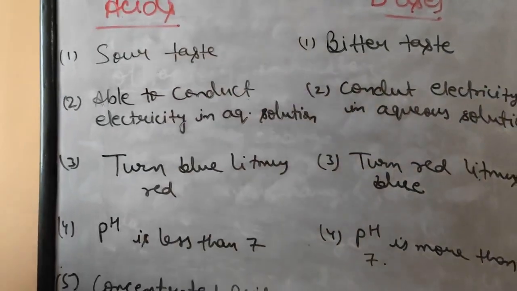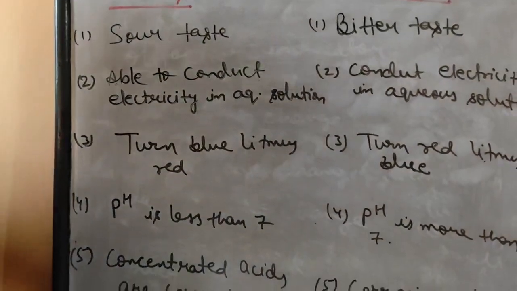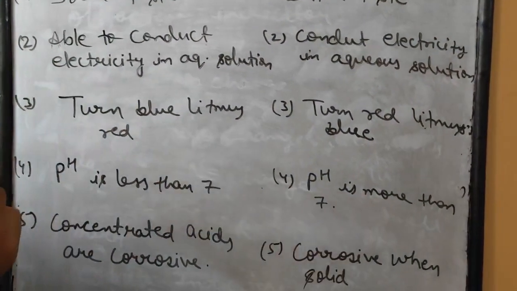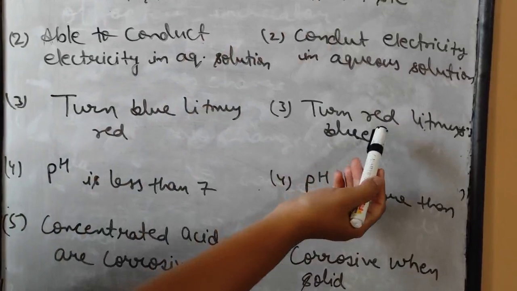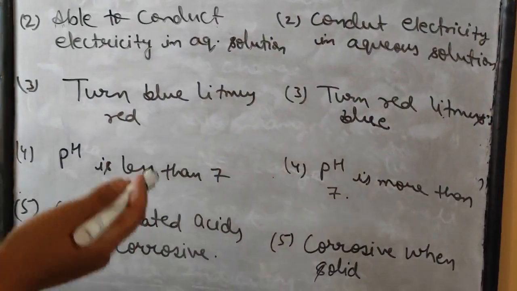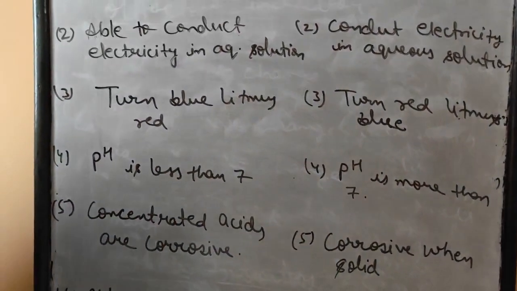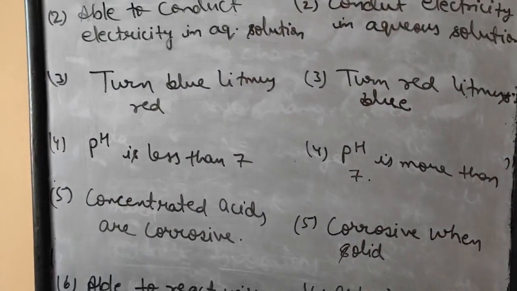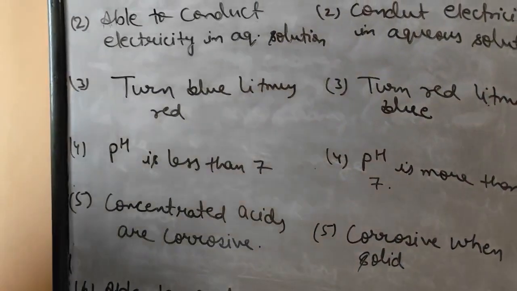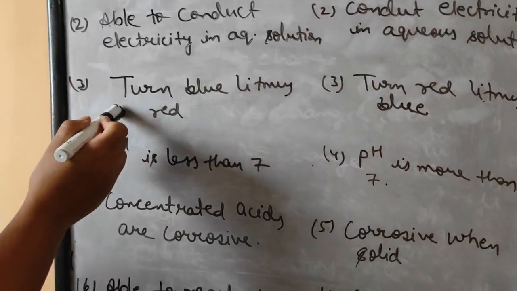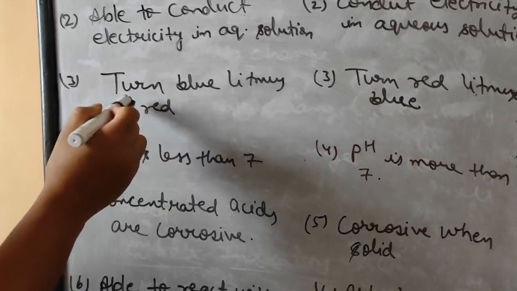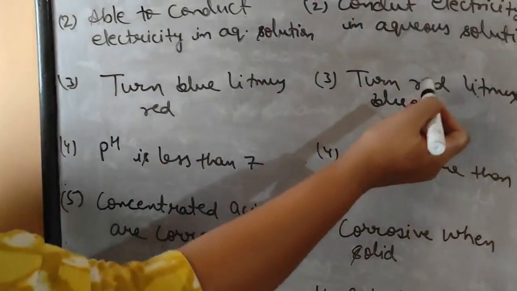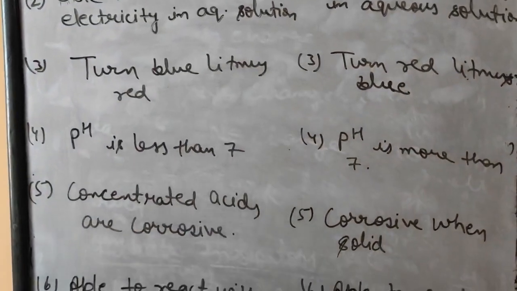The third is one of the indicator tests I have written over here: acid turns blue litmus red and bases turn red litmus blue. Now you have just read many more indicators. We have different categories and we can observe different changes of acids and bases in them. So I have written one of the very common indicators, the turning of blue litmus paper to red in the case of acids and turning of red litmus to blue in the case of bases.